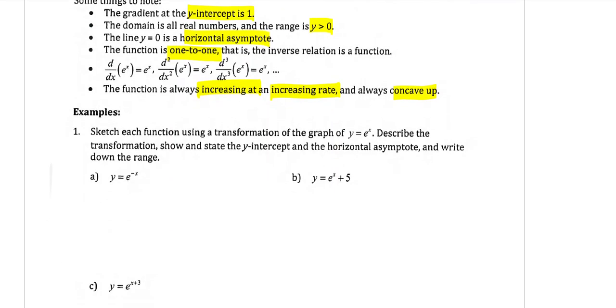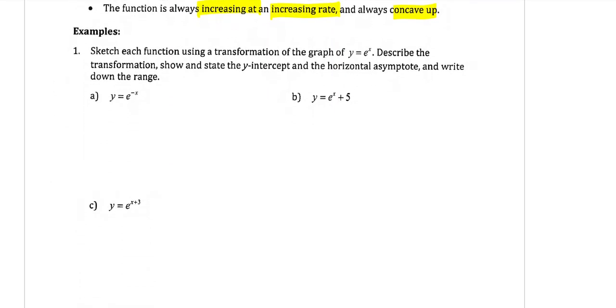Okay, so let's draw. Example number 1. Sketch each function using a transformation of the graph y equals e to the x. Describe the transformation, show and state the y-intercept and the horizontal asymptote, and write down the range.